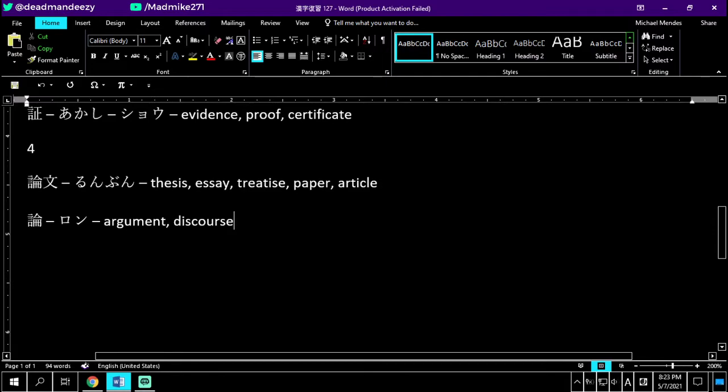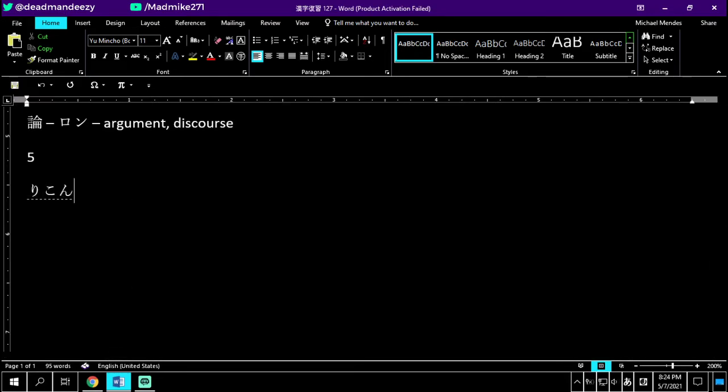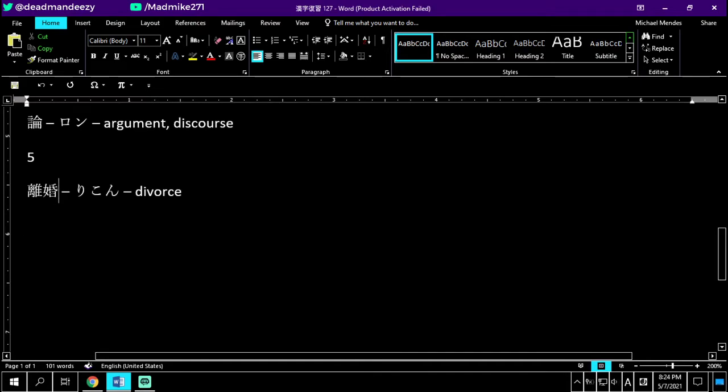Ronbun. Number 5 is rikon. Kekkon is a marriage, and rikon is, you guessed it, divorce. On the right side, we have kon, which is marriage itself, and on the left side, we have ri. Radicals in this are the kana for me kind of sequestered into a box, and the kana for mu sequestered into a different box.